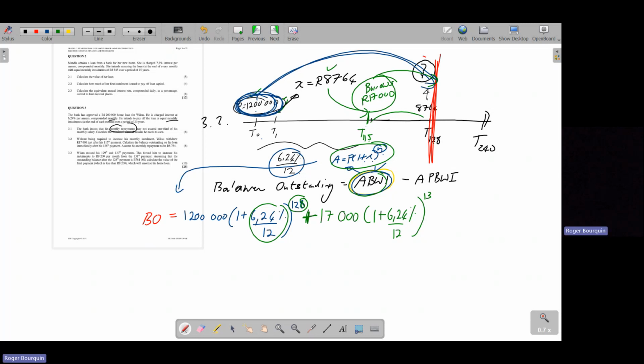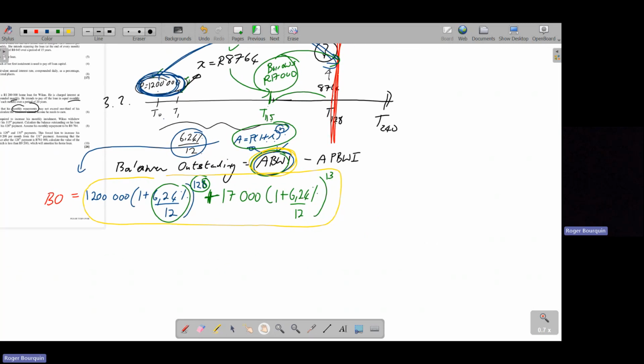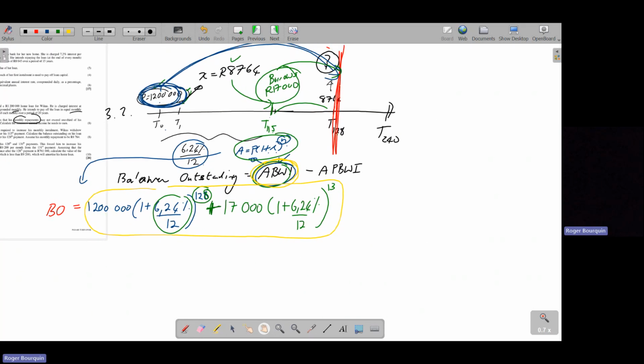So this is those two things of what he's borrowed with interest. And I've moved them to the same point in the timeline. So if he had paid nothing back, that is what he owed the bank. But he has paid stuff back. He's paid back an amount of 8,764 and all of these 8,764s have collected interest.